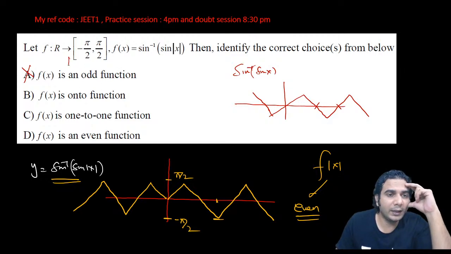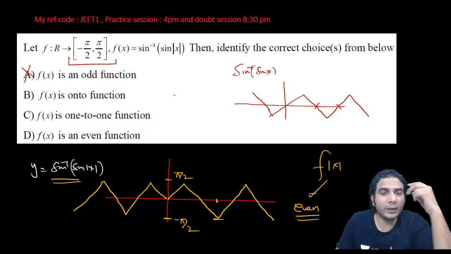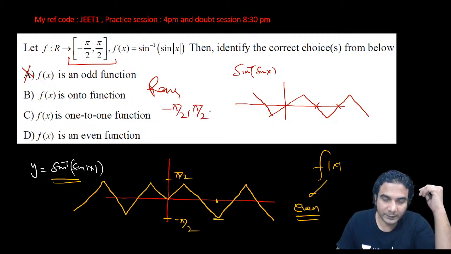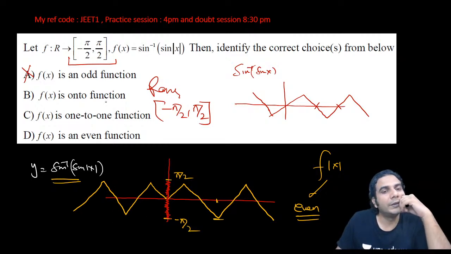And is it an onto function? Let's look at the codomain. Codomain is minus pi by 2 to pi by 2. And what is the range? Range is also minus pi by 2 to pi by 2. Clearly you can see this is the range. So yes, range is equal to codomain, so it's an onto function.